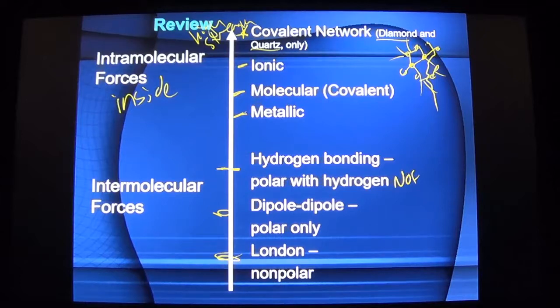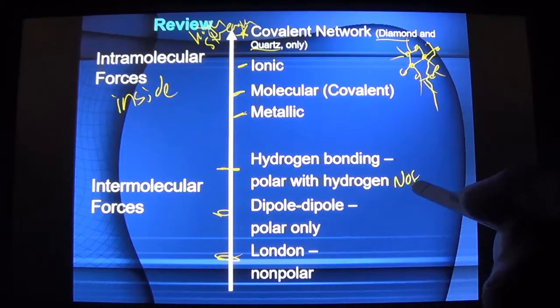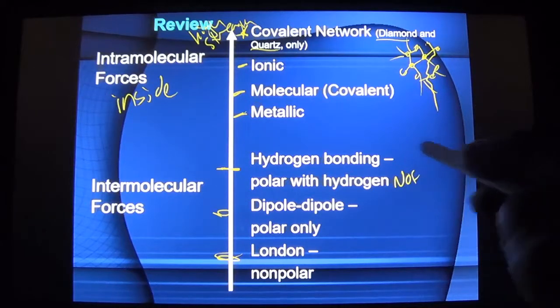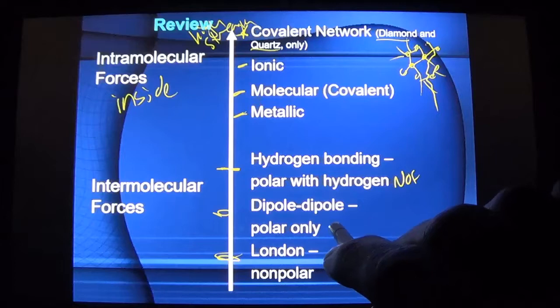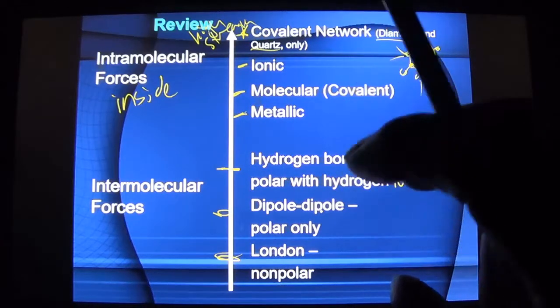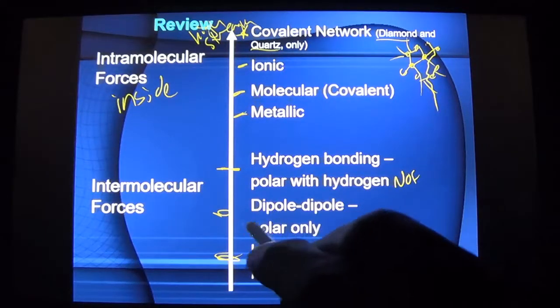And so we would look at what the molecule looks like. Does it have hydrogen with NOF? Yes or no. If the answer is no, then you cross that off your list. And does it have a polar look to it? Is one end going to have a different electronegativity than the other end? If the answer is yes, then it does dipole-dipole. If the answer is no, you cross that off your list.